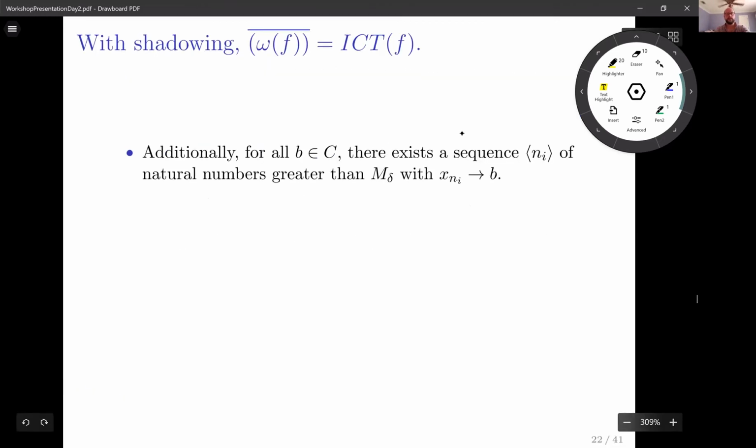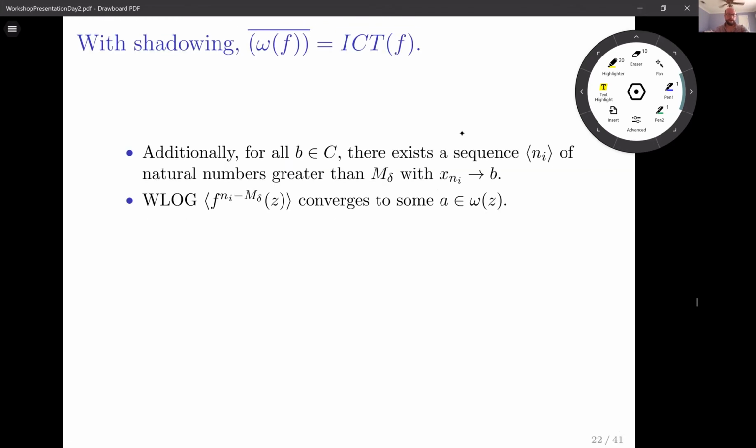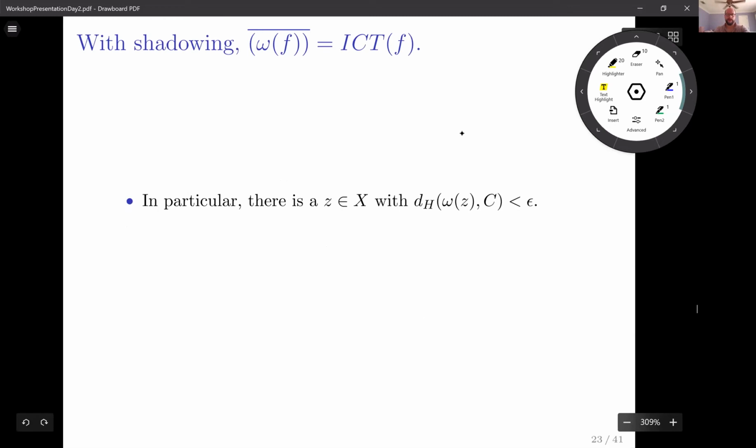We can run a similar argument starting with a point b in my set C. Given a point b in C, there's a sequence of natural numbers so that the points in my asymptotic pseudo-orbit approach b. Without loss of generality, the appropriate images of z, with the n_i ranging, converge to some point a in omega(z). We play the same game to get the fact that there is a z such that d_H, the Hausdorff distance of omega(z) to the set C, is less than epsilon.